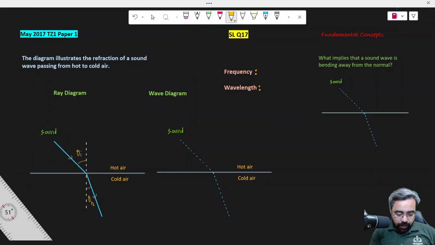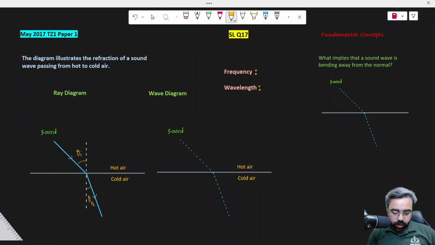Now, what does it mean when the sound bends towards the normal or away from the normal? Let's take a practical example. When sound travels through air, the speed of sound in air is 340 to 350 meters per second, although it depends on the temperature. But when the same sound, the same longitudinal wave, enters glass, its speed is more than 5000 meters per second. So it means that the sound speed increases.